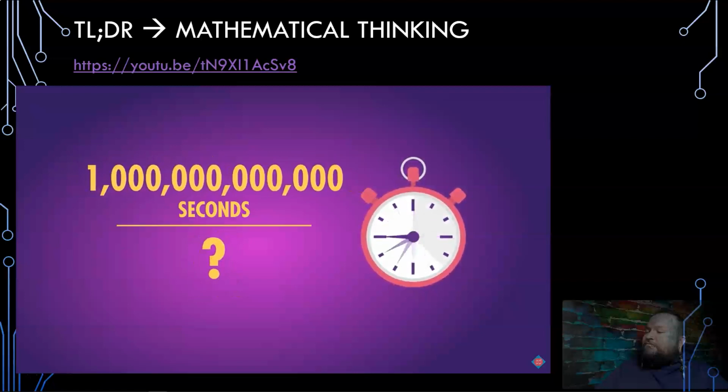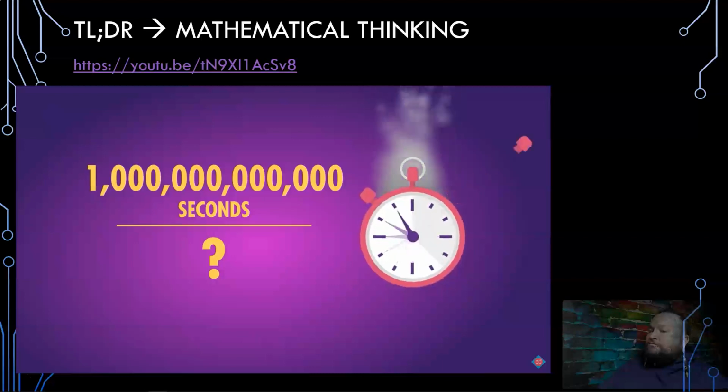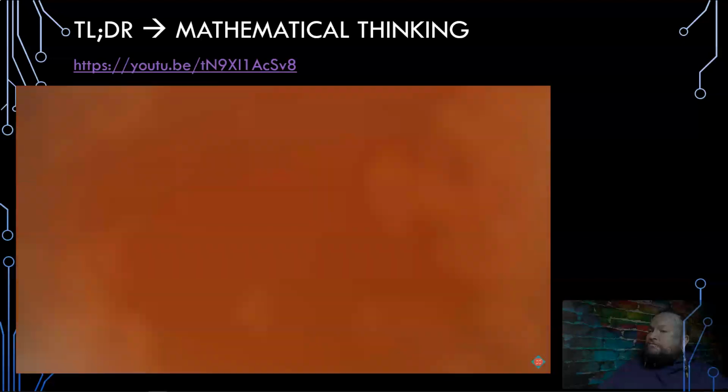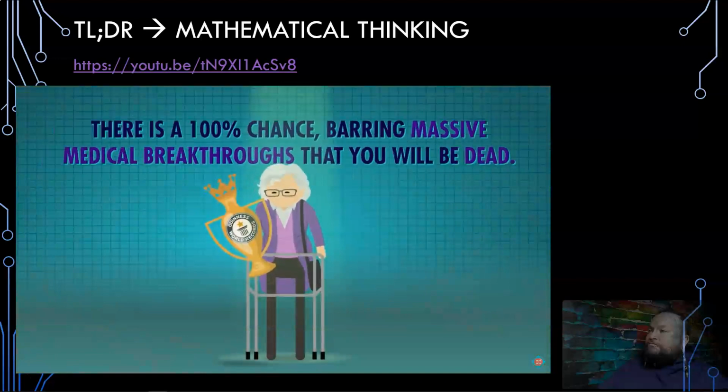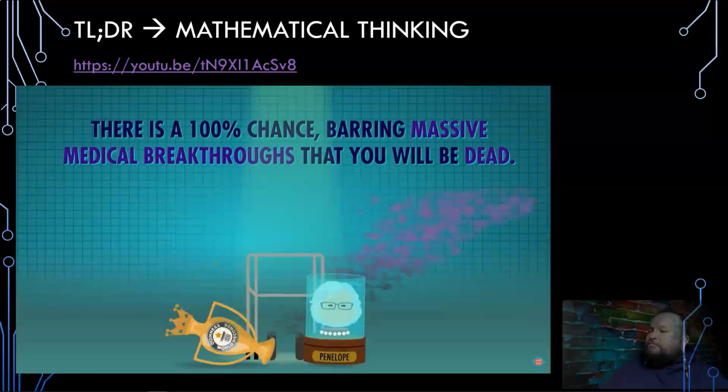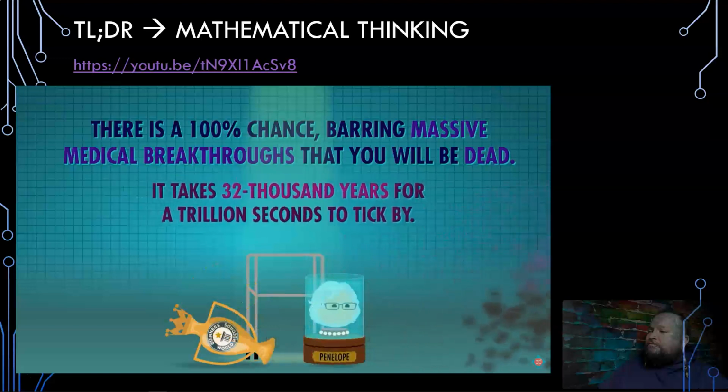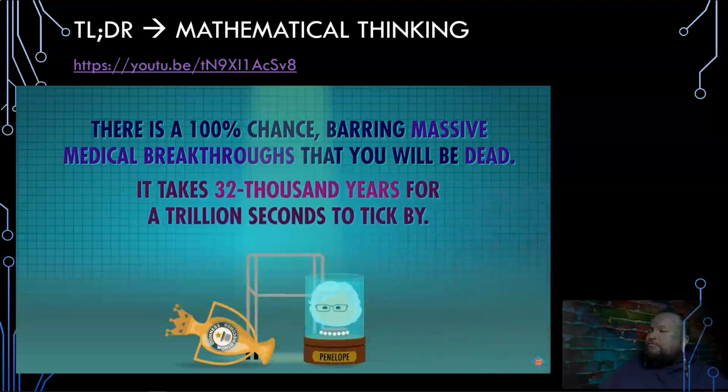And what about 1,000,000,000,000 seconds? Think you or I will be alive after 1,000,000,000,000 seconds passes? Sorry to break it to you, but no. We will not. Even if you are destined to be the Guinness Book of World Records oldest woman, there is a 100% chance, barring massive medical breakthroughs, that you will be dead. It takes 32,000 years for 1,000,000,000,000 seconds to tick by.